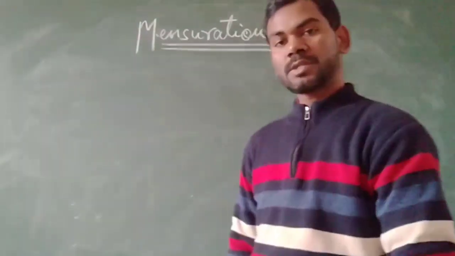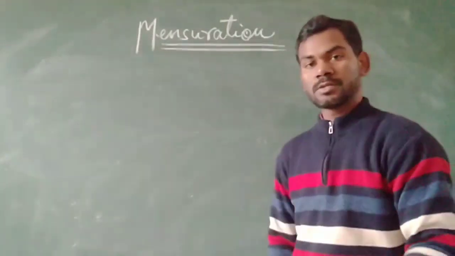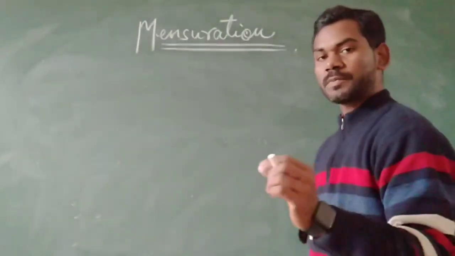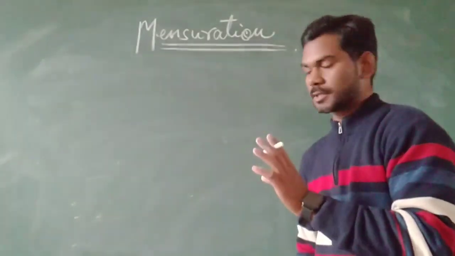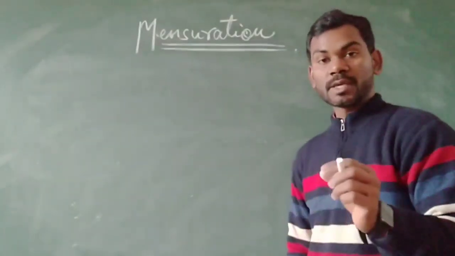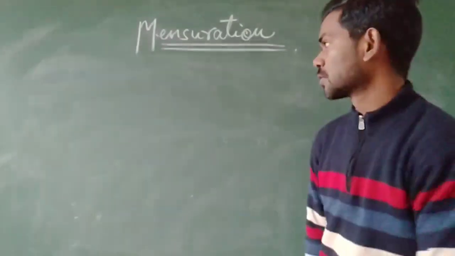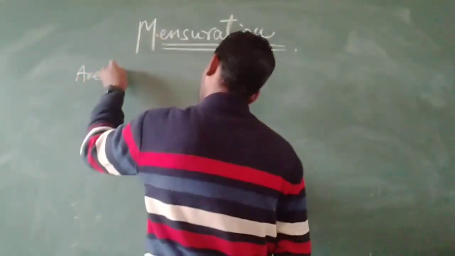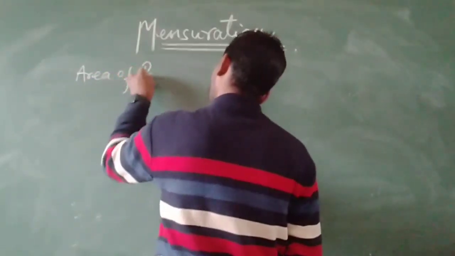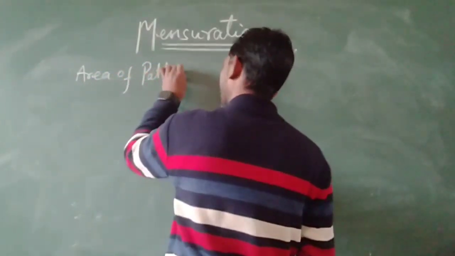In order to discuss the circle, there is a little topic that, first of all, I think we have to discuss here. After that, we shall discuss the circle. And this was the area of path. So here, the next topic is area of path.